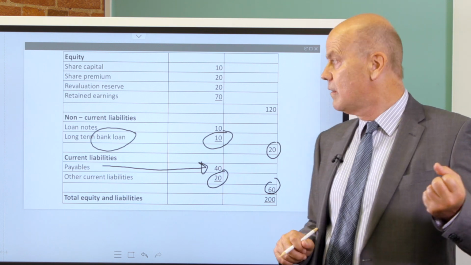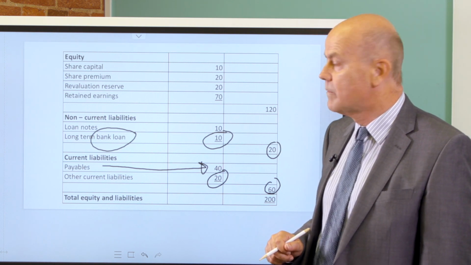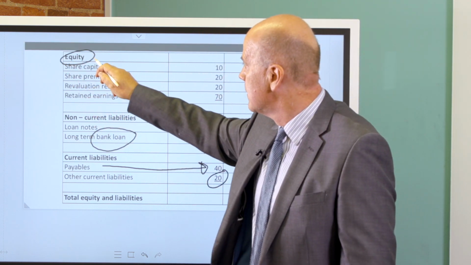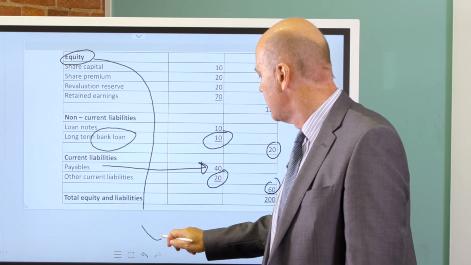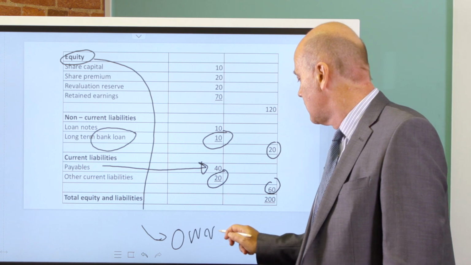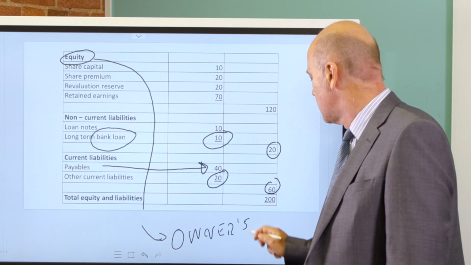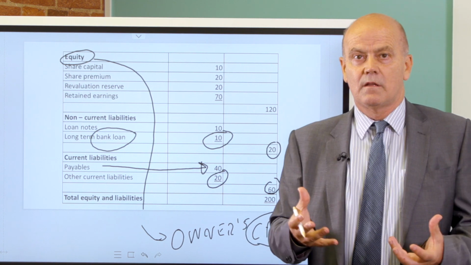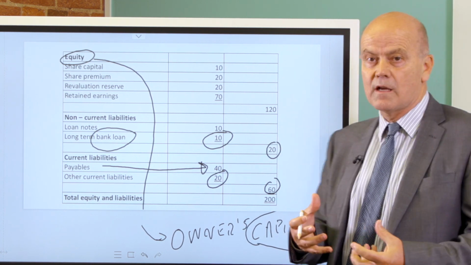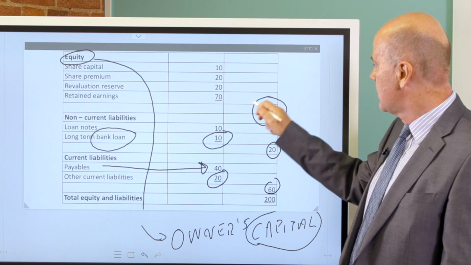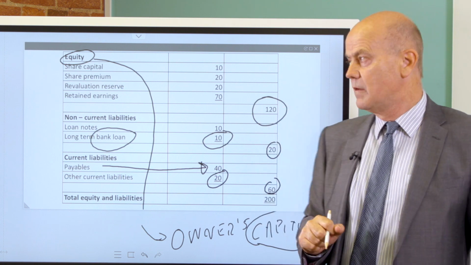Now, you can see on here, we also have something called equity. Now, what is equity? That is the owners' capital. That is the investment that the owners have made in the company. This is how much the owners are worth. $120 million they have invested in this company.